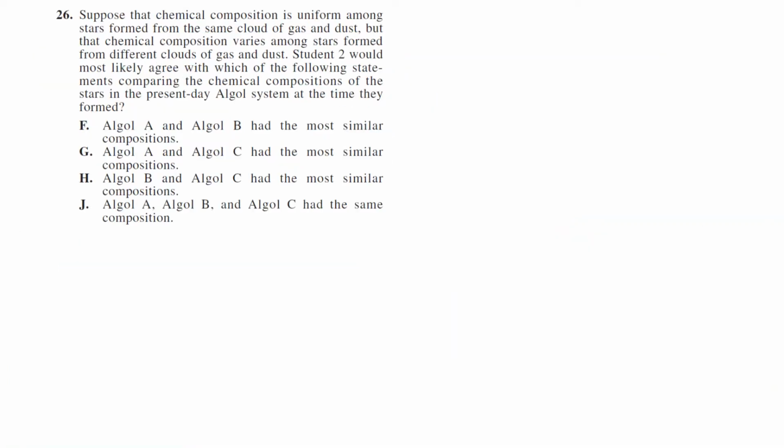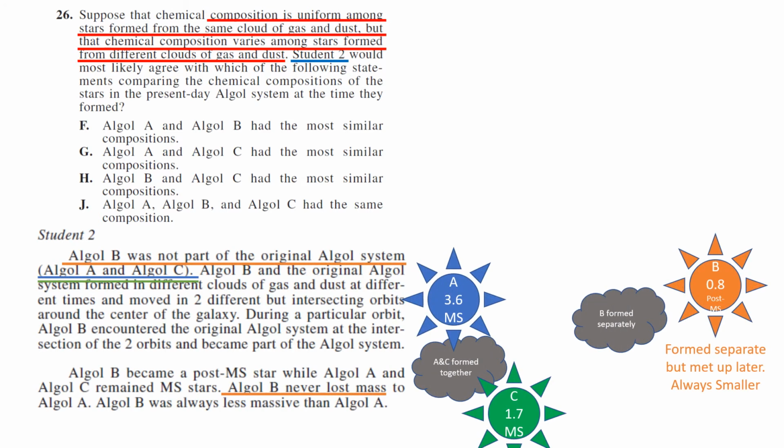Question number 26. Suppose the chemical composition is uniform among stars formed from the same cloud of gas and dust, but varies among stars formed from different clouds. Student 2 would most likely agree with which of the following statements comparing the chemical compositions of stars in present day. So student 2, we remember, says they formed in separate clouds of dust. So they're going to say that B would be different from A and C. So A and C are together, B is different. So A and C had the most similar compositions, choice G.